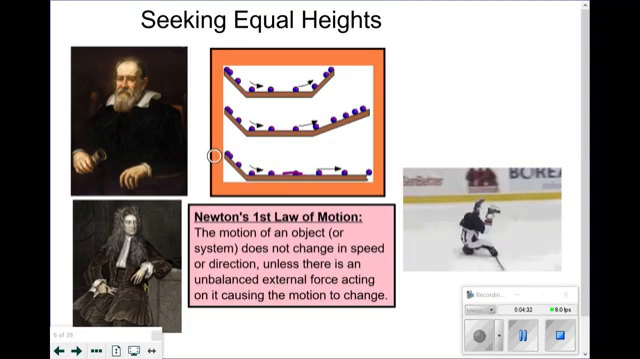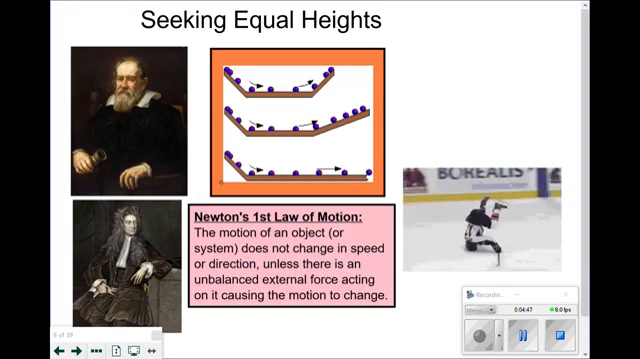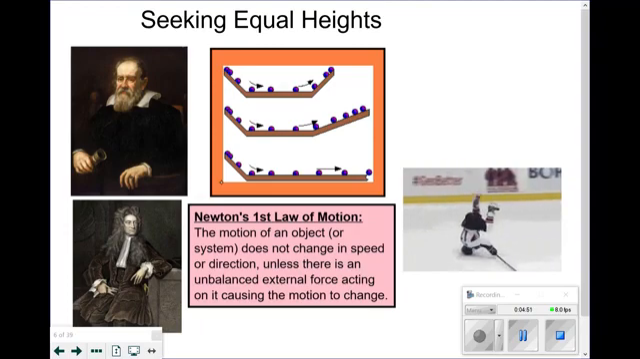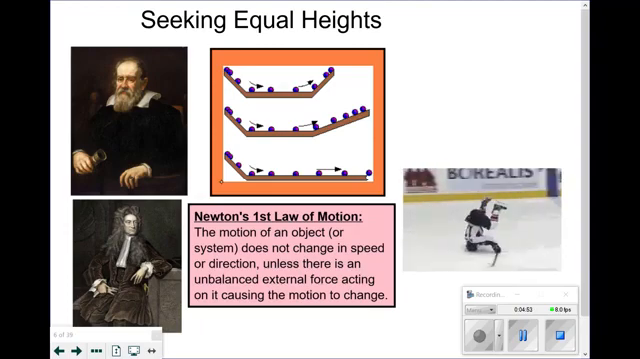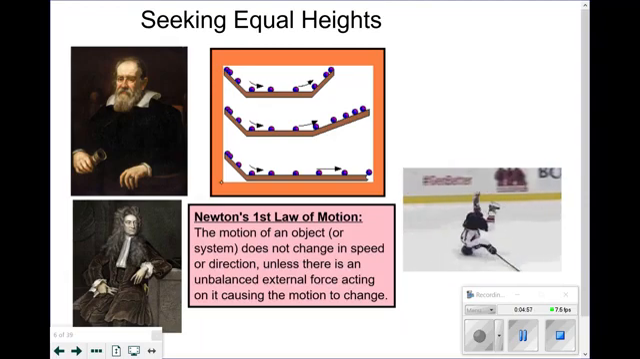And based on the observations that he had, the answer would be no. This laid the foundation work for Newton later on to develop his first law of motion, which is an object once set in motion does not change its motion in any way, not in speed nor direction, unless there is an unbalanced external force causing that motion to change. In short, the motion of an object never changes unless there's an external reason to make it change.